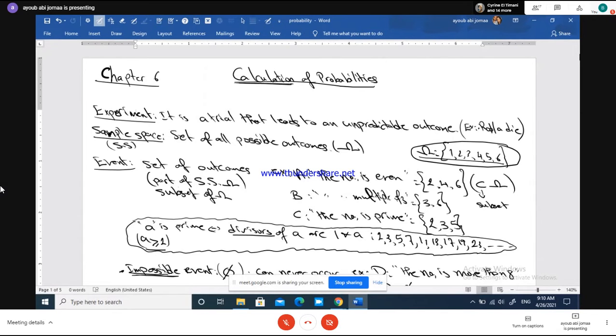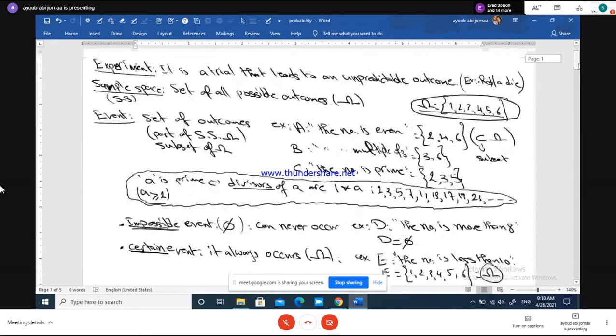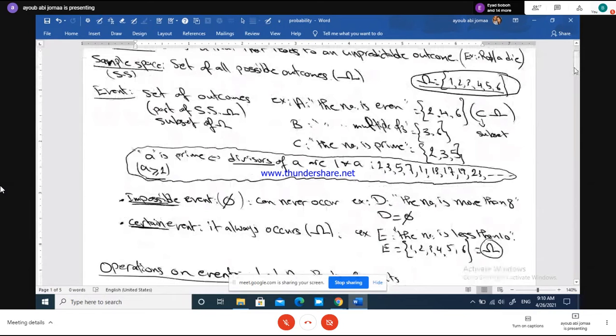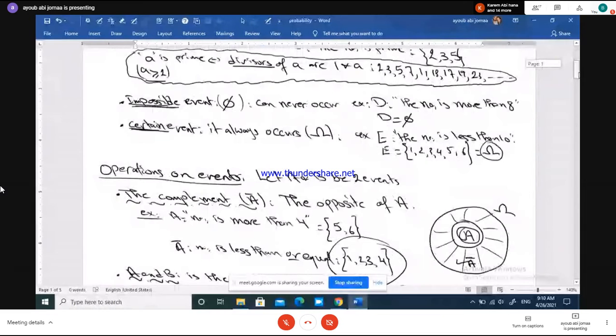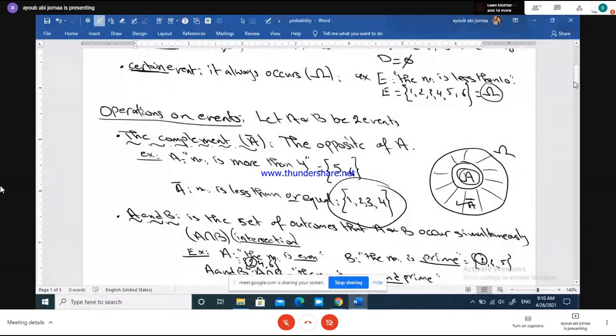It could be an impossible event, it could be a certain event, and it could be likely to occur. Not impossible, not certain: strictly a subset of the sample space. And for the operations on outcomes, we have the complement, A bar. It is the opposite of the event A.